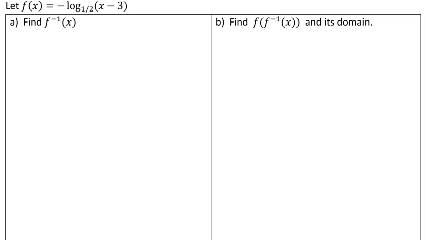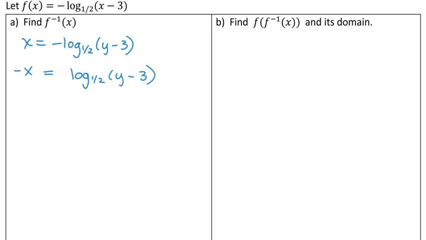So starting with negative log base 1/2 of x minus 3, I want to find the inverse. So I'm going to say x equals negative log base 1/2 of y minus 3. And the first thing that I need to get rid of here when I'm solving for y is the -1. So I'm going to multiply or divide both sides by -1, whichever way you like to think about that. And then after that, I need to get rid of the log base 1/2. So I need to exponentiate with a base of 1/2.